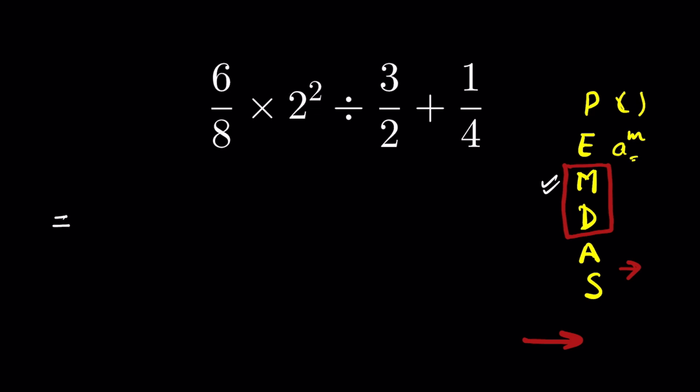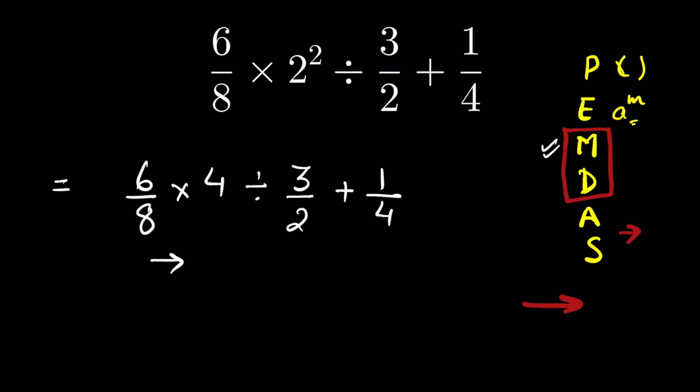So it is 6 upon 8, then times 2 square is 4, then divided 3 upon 2 plus 1 upon 4. Now from left to right we have multiplication. So what we'll do, we will multiply. In this, numerator gets multiplied to numerator. This 4 is a whole number. If you are confused regarding how to multiply a whole number with a fraction, you can put a 1 here as the denominator. Then you can multiply the numerator.